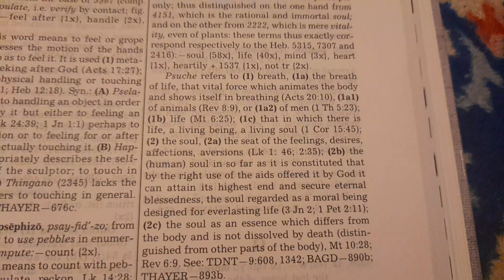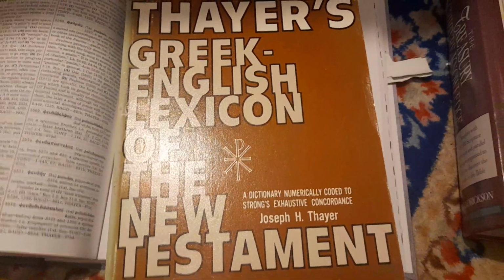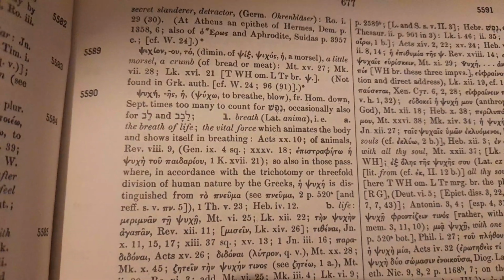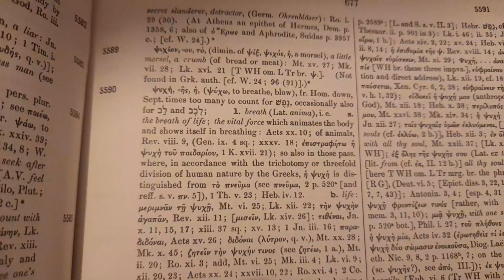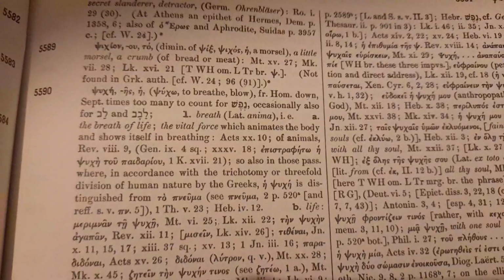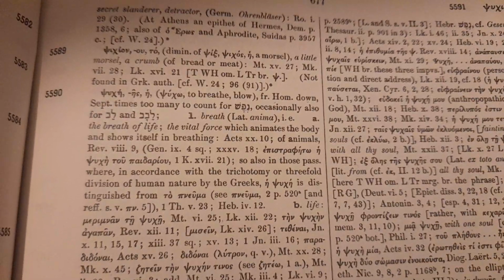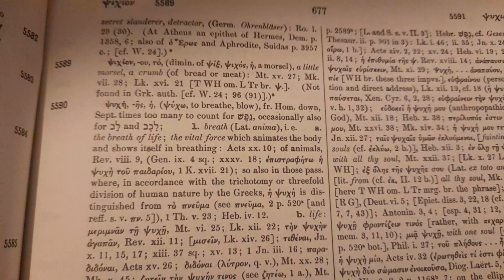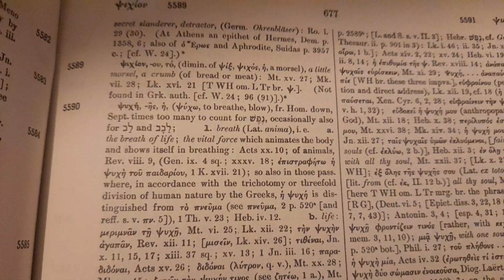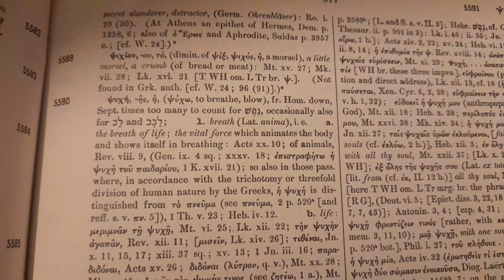So we can look this up in Thayer's Greek English lexicon of the New Testament. And this is Thayer's Greek lexicon of the New Testament. Again, it's saying breath, the breath of life, the vital force which animates the body and shows itself in breathing of animals and of humans.